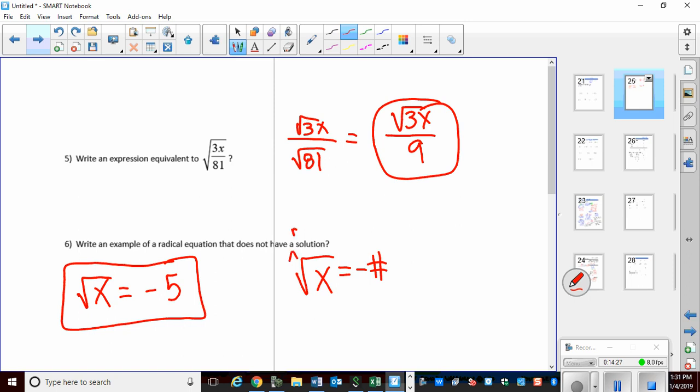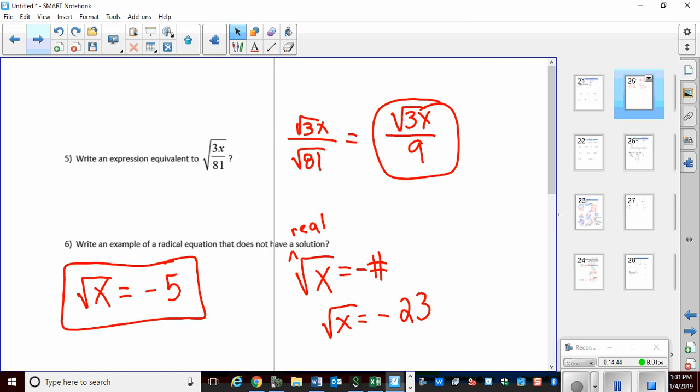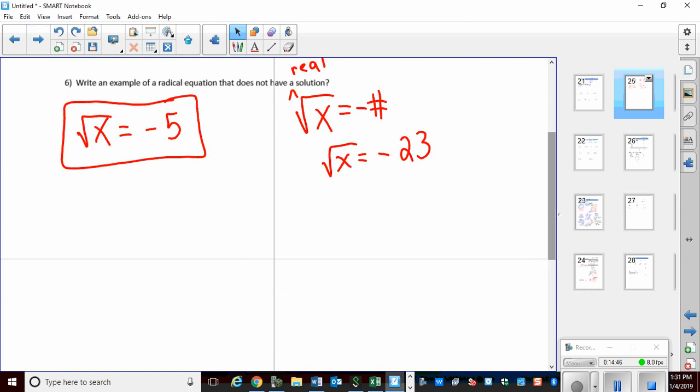So let's make a little note. No, does not have a real solution. It does have a complex solution, but not a real solution. Okay? Another example would be, say, the square root of x equals -23. Just does not have a real solution. Okay? I think that's it for what the quiz is going to look like. So I'll leave it at that.